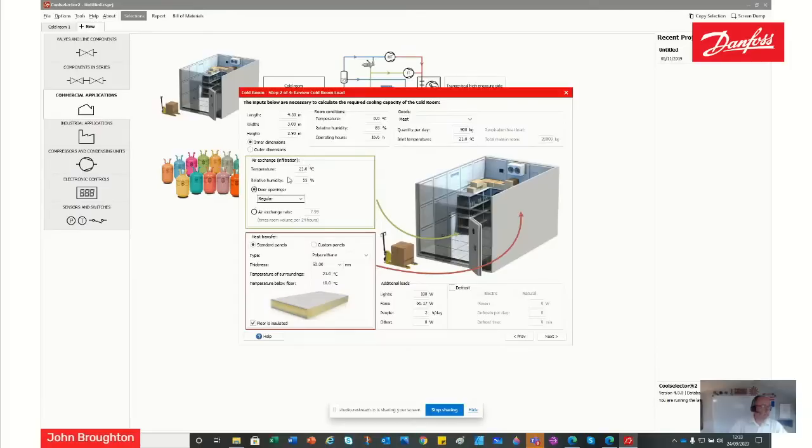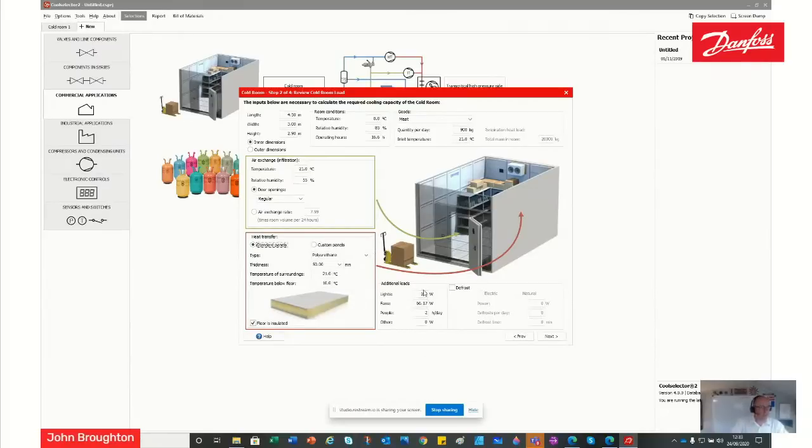With the air exchange, now door opening, difficult discussion whether it's regular, often, or rare. I'd leave it as regular. Panel information. Again, if there are different types of panel, you can do a custom panel information. So you can choose the thickness and the conductivity and the exterior temperature. But let's leave it as standard panels for now.